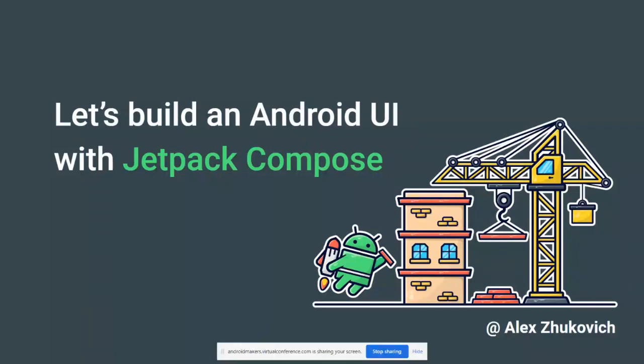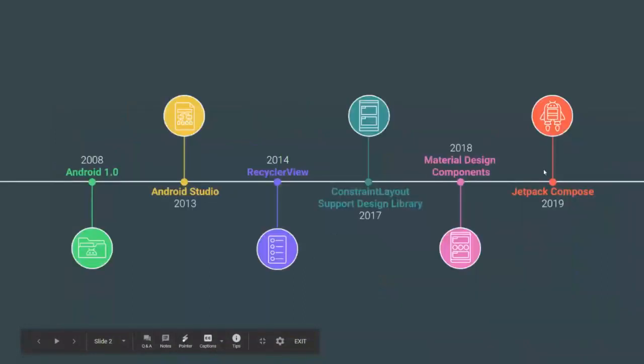When we finish with the base implementation, we will talk about routing, typography, theming, and some additional features which Jetpack Compose provides to us. But before speaking about Jetpack Compose, I want to start with the history of Android UI.